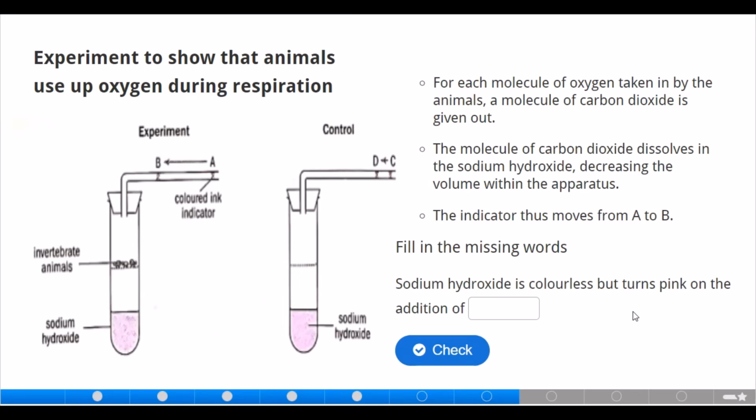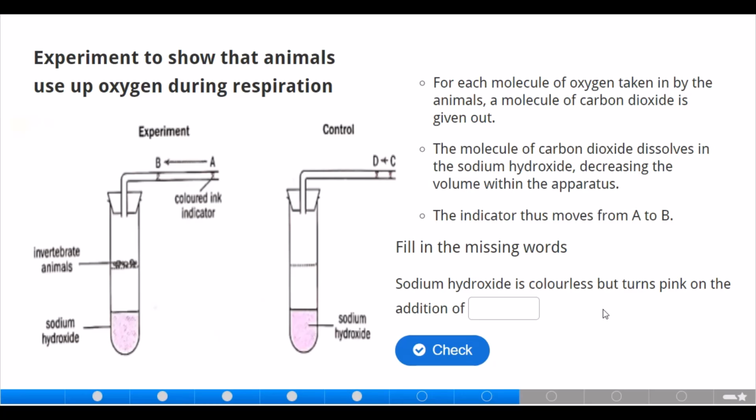The molecule of carbon dioxide dissolves in the sodium hydroxide, decreasing the volume within the apparatus. The indicator thus moves from A to B. So the colored indicator will move forward as the volume decreases.